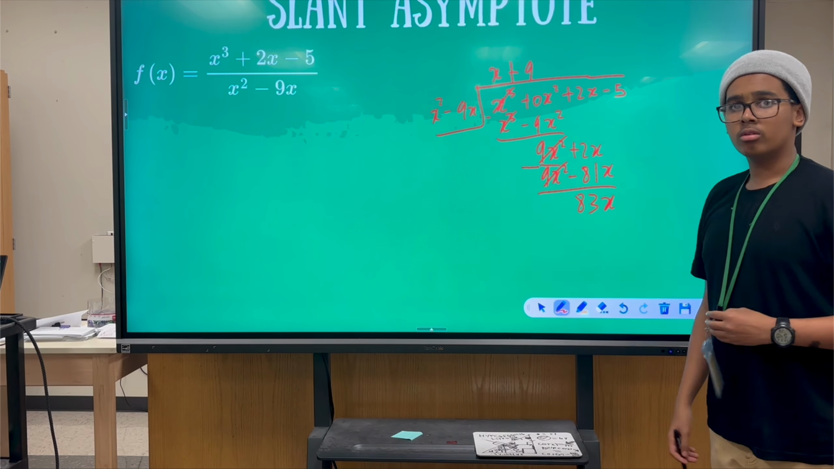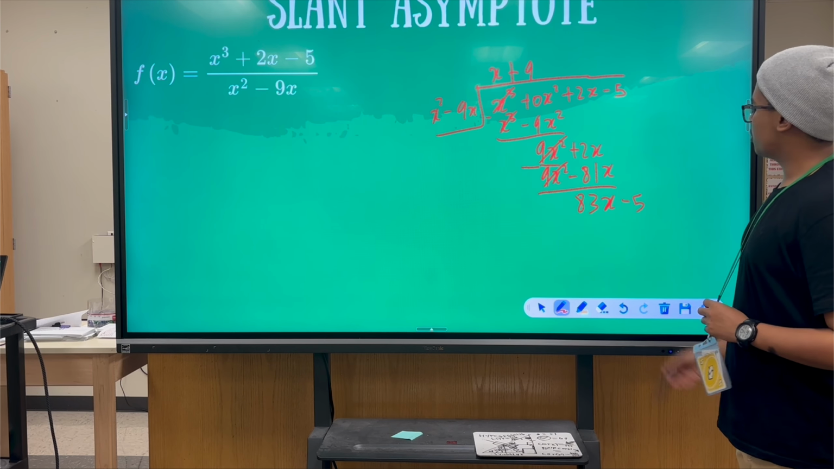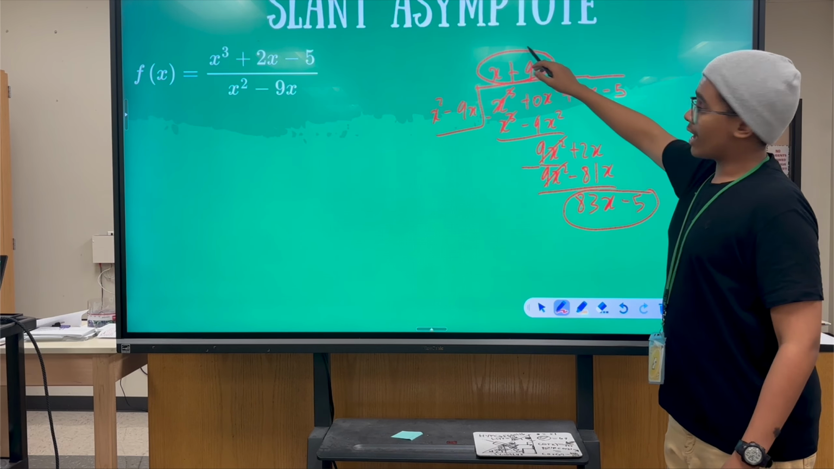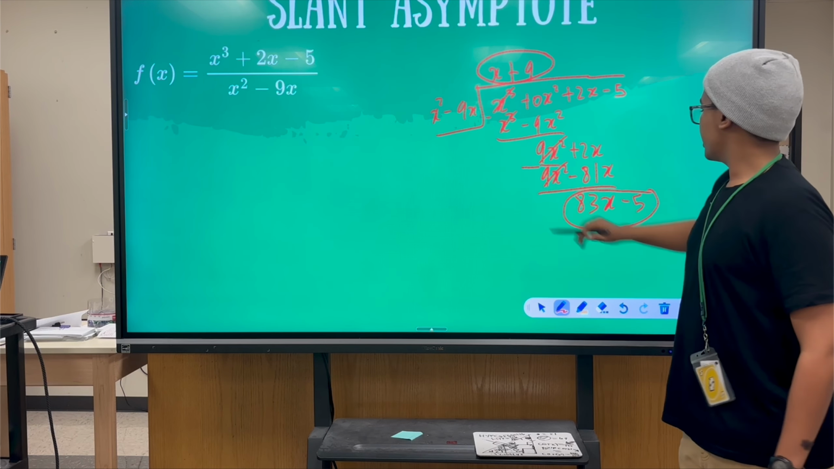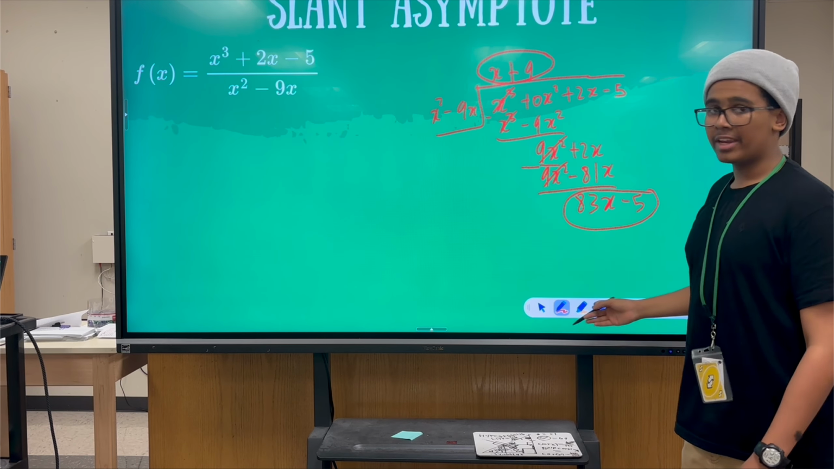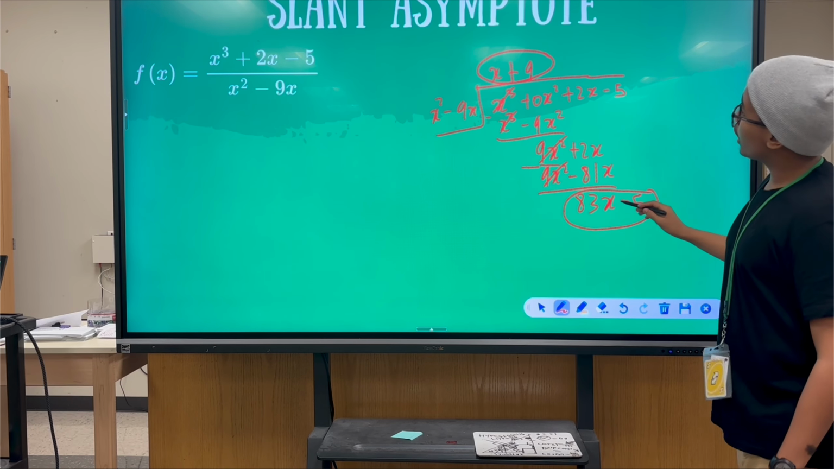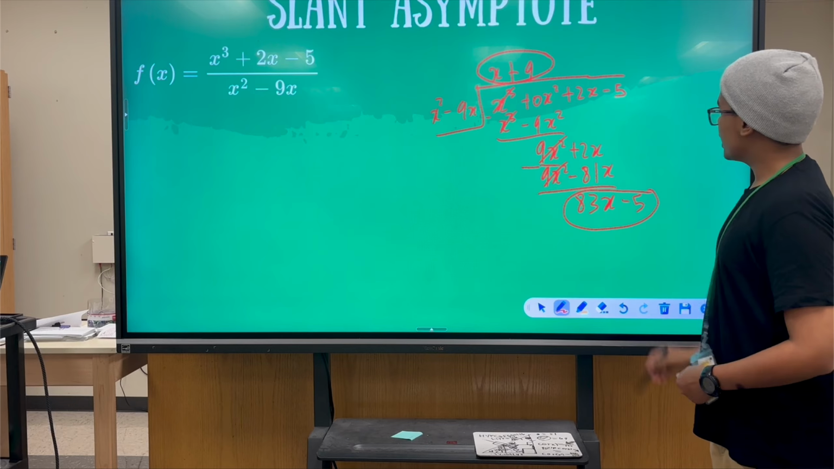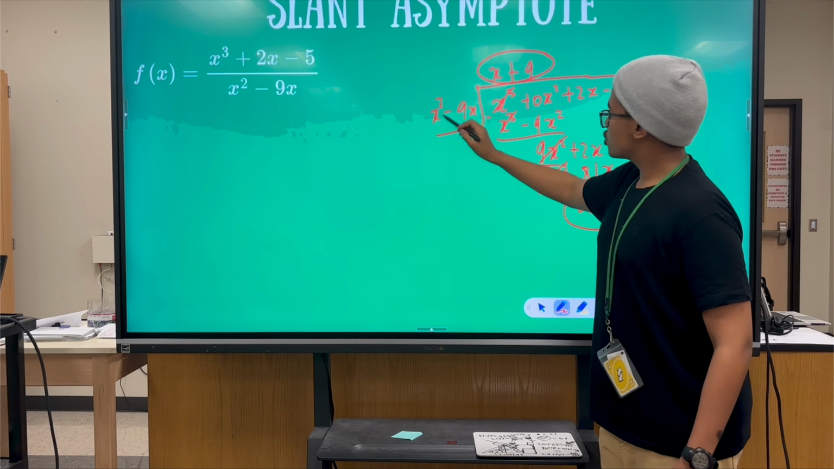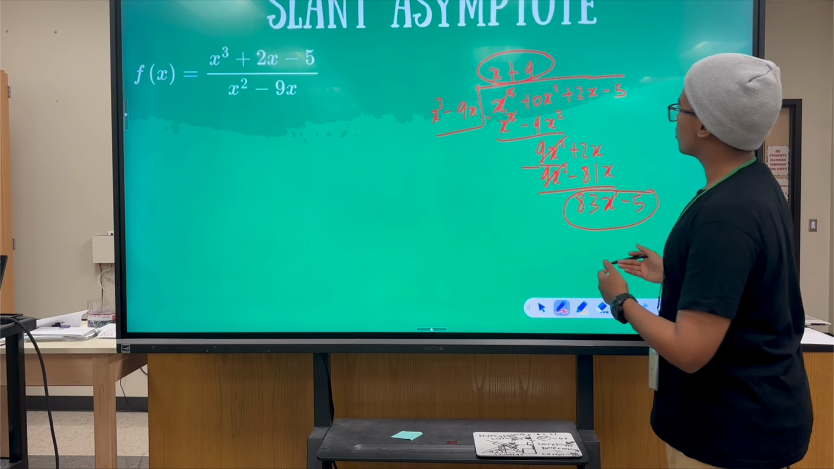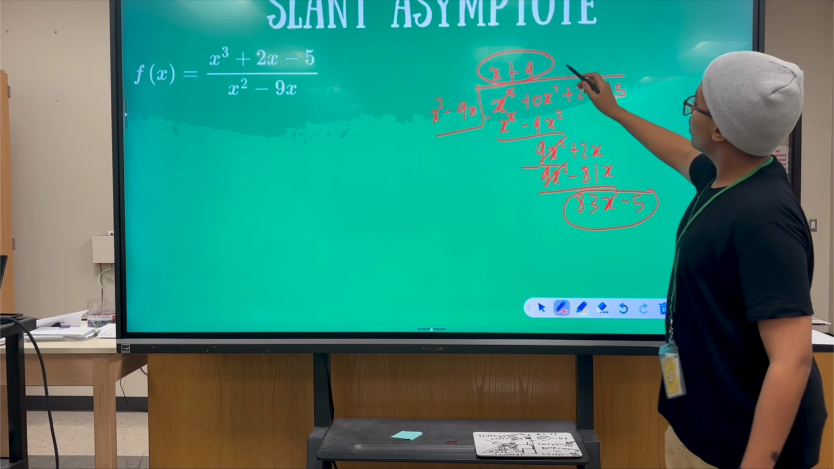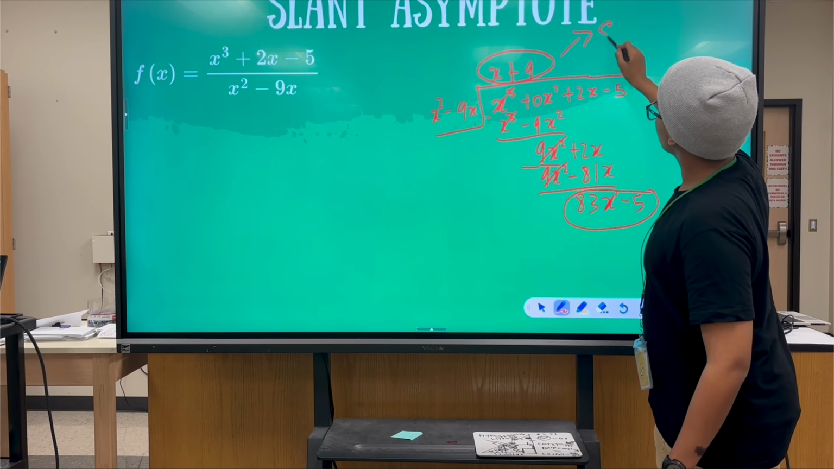So now it becomes minus 5. So there is no other term that you can use. And now we have our x plus 9 term, which is our quotient, and 83x minus 5, which is our remainder. The reason we can't continue the division is because the power here is 1 and the power here is 2. So we can't have any other whole values unless we divide by x, which we don't do. So that would be our slant asymptote.